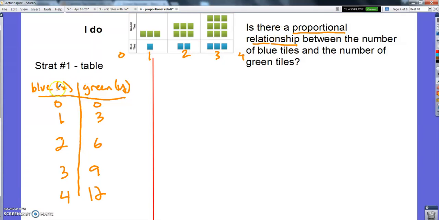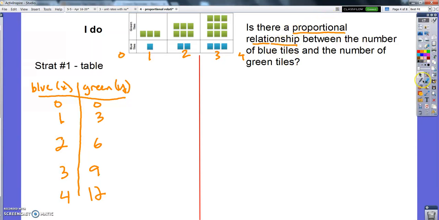And my question is, is this a proportional relationship? Let me show you what that means and how you would calculate it from a table. When you ask, is this a proportional relationship, that means asking, are these all equivalent ratios?